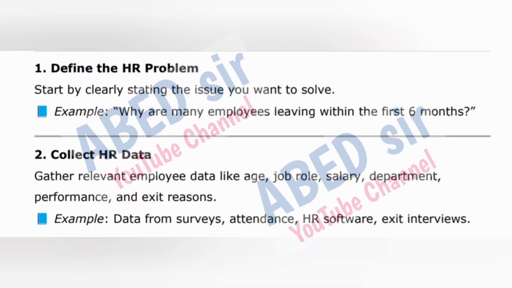1. Define the HR problem. Start by clearly stating the issue you want to solve. Example, why are many employees leaving within the first 6 months? 2. Collect HR data. Gather relevant employee data like age, job role, salary, department, performance, and exit reasons. Example, data from surveys, attendance, HR software, exit interviews.